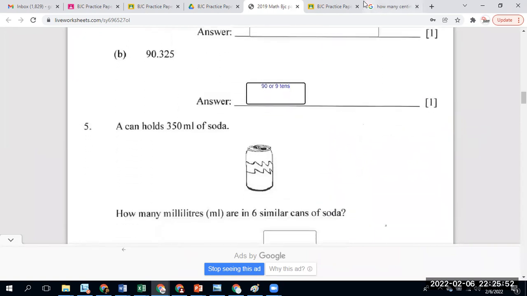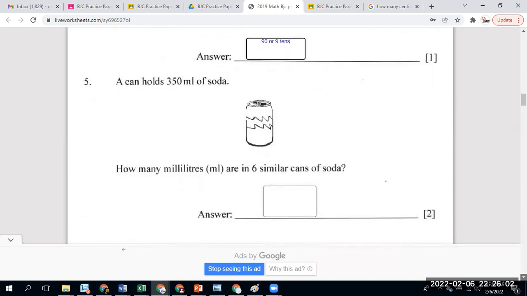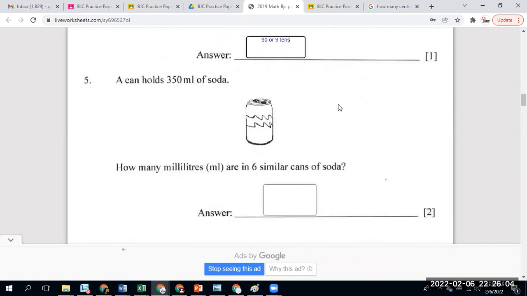Question 5. A can holds 350 milliliters of soda. How many milliliters are in 6 cans of soda? So the calculation there is simply 350 times 6, so it's a multiplication problem.